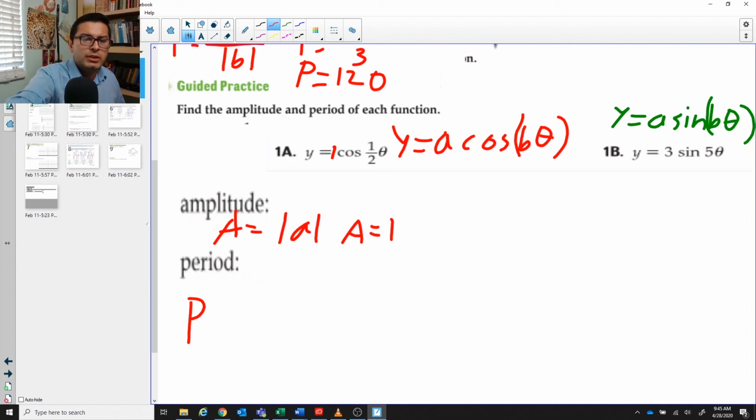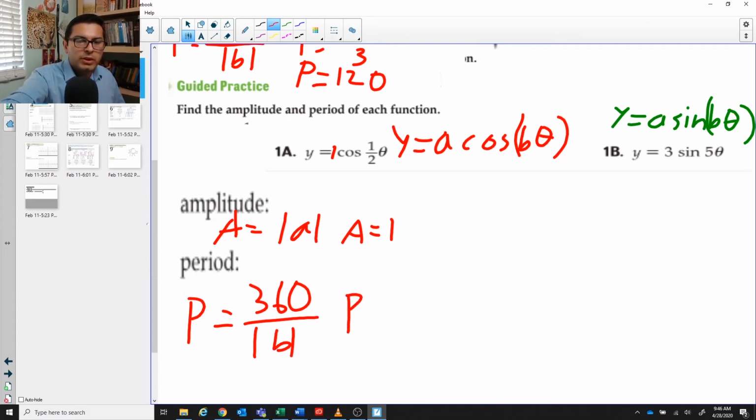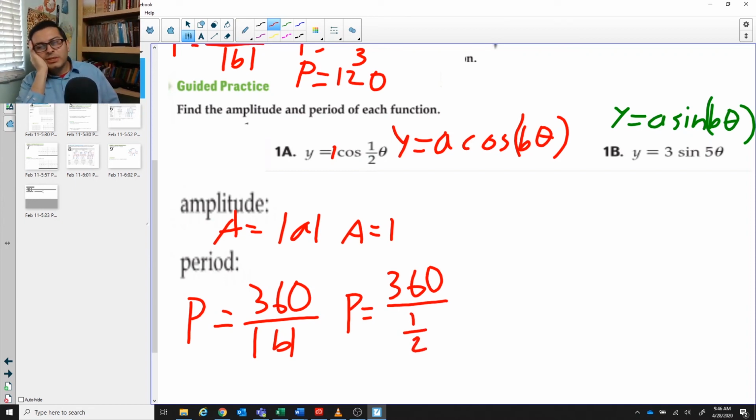Our period is going to equal 360, because we're still working with degrees for some reason, divided by the absolute value of our b. So our period is going to be 360 divided by 1/2. Now, how do we do that? There is a nice way of doing that. You could just flip it and it turns out to be 360 times 2.